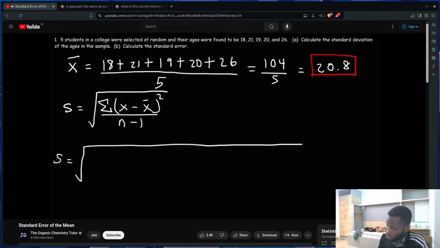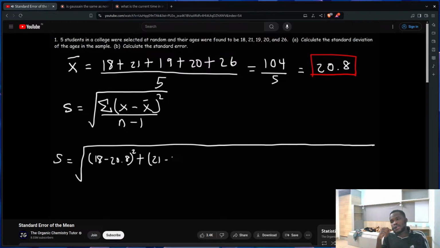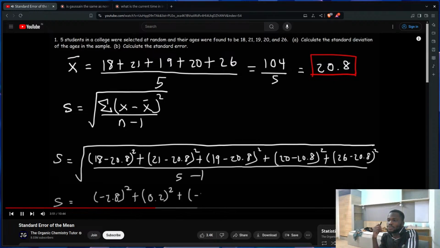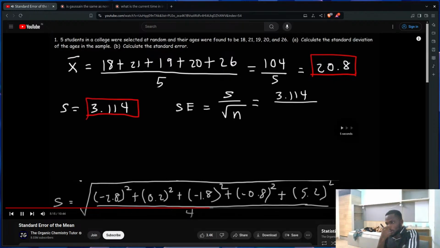This is going to take the whole page. So the first x value that we have is 18. We're going to subtract it from x bar, the mean, which is 20.8, and then we're going to take the square of that result. Now let's move on to the second observation that we have. The second age was 21.